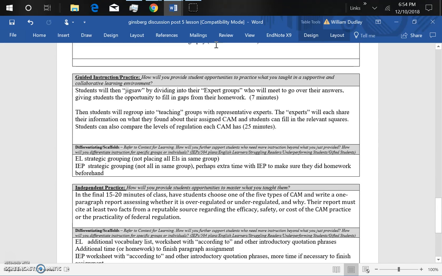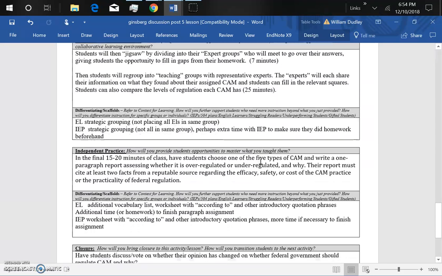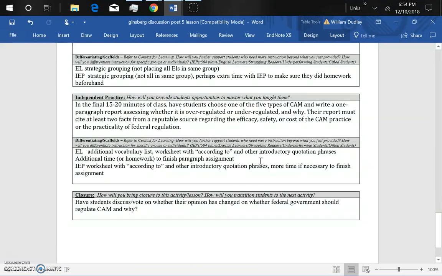Differentiating, so we'll have strategic grouping, not placing all ELs or IEPs in the same group. Independent practice. And so this will kind of be the assessment. They have their sheets. They choose one of the types of the CAM and write a 1-paragraph report that cites at least 2 facts from a reputable source.